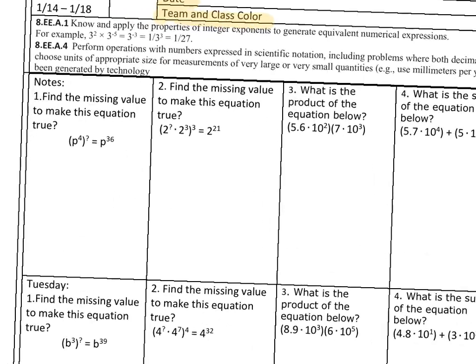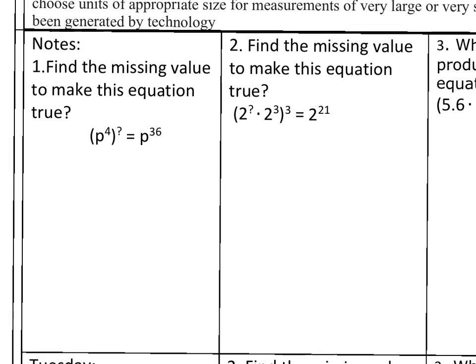Note for number one. Now, this should look very familiar from last week. However, we're going to go a little bit quicker, a little bit more direct. So the idea is on Friday, you do a really good job on the quiz. All right, first part. Notice that we have p to the fourth power equals p to the 36.